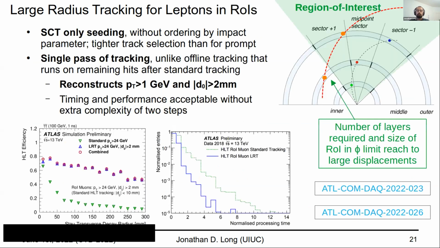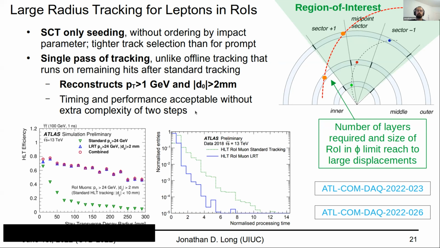So now we're going to run large radius tracking for leptons in regions of interest using SCT only seeding to speed it up a bit, but then otherwise using the same selections that were optimized for the offline tracking, which is a bit of a tighter selection to reduce the fakes. Unlike the offline tracking, we're doing this in a single pass. It turns out that the performance in terms of efficiency and timing was good enough that we didn't need to complicate the algorithm by running 2 passes.